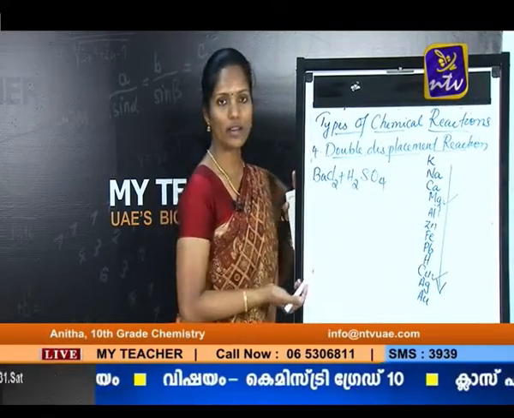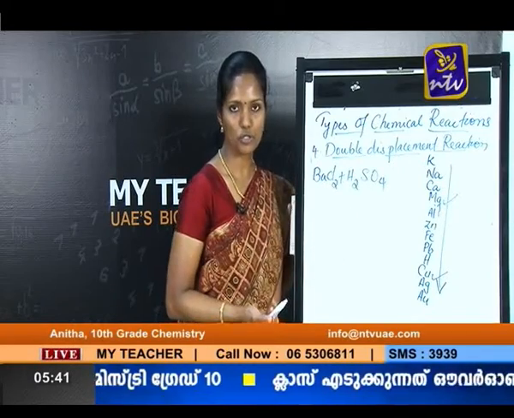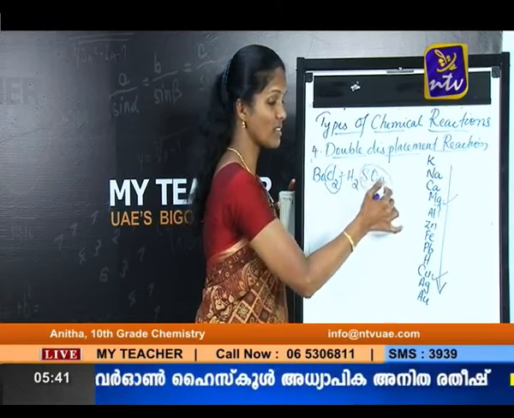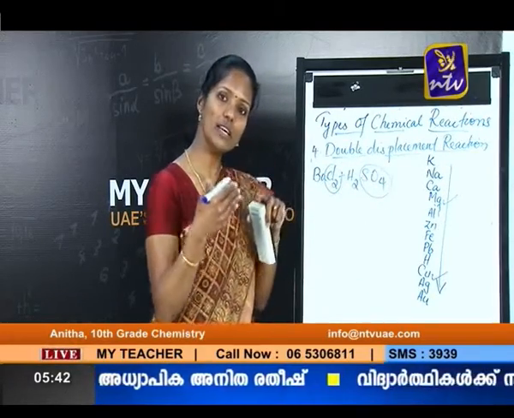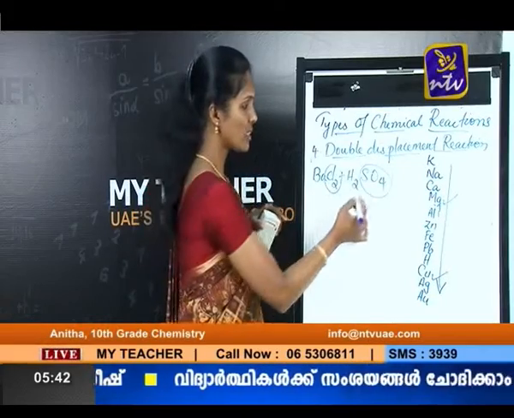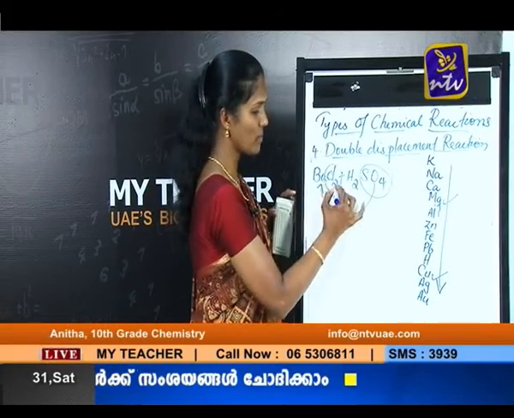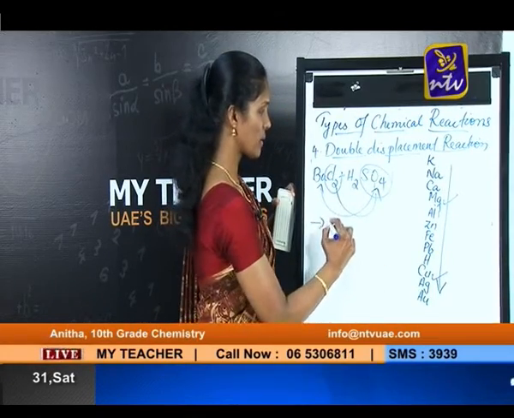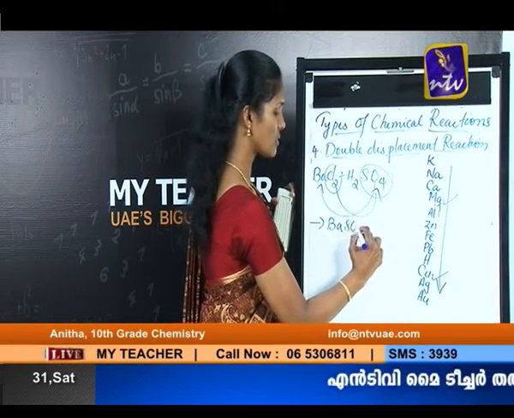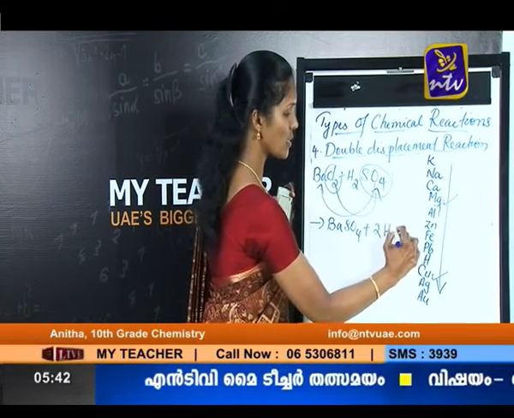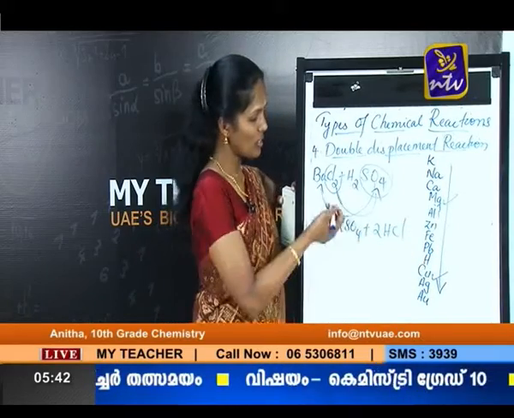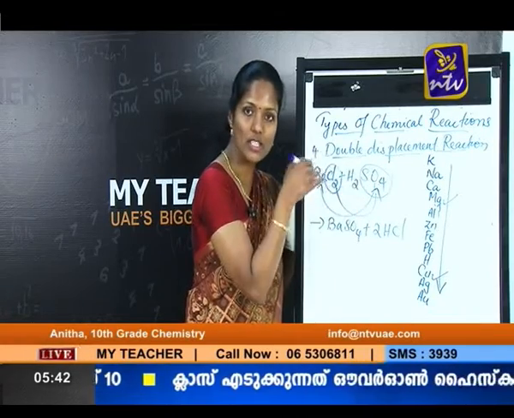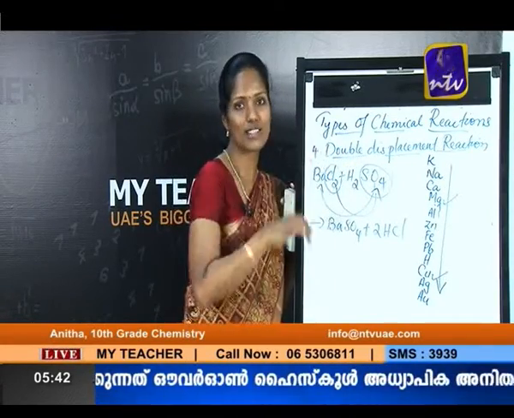barium chloride and sulfuric acid reacting together. Here the anionic part is chlorine and here the anionic part is sulfate. So, there will be interchanging of the anionic part: sulfate will go to barium and chlorine will go to hydrogen. As a result, what we get is BaSO4 plus 2HCl. So, the anionic part exchanged mutually, and that is why it is called a double displacement reaction.